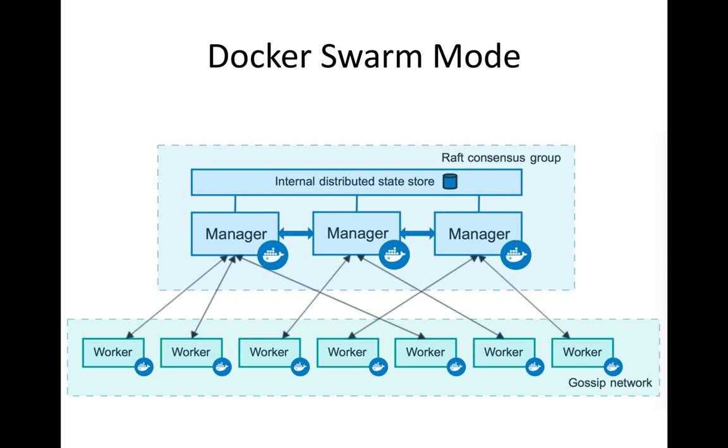And then the manager nodes will communicate with the worker nodes. And the worker nodes can find one another, and they do that using a gossip protocol to exchange information. So the workers are all communicating and updating one another as well.